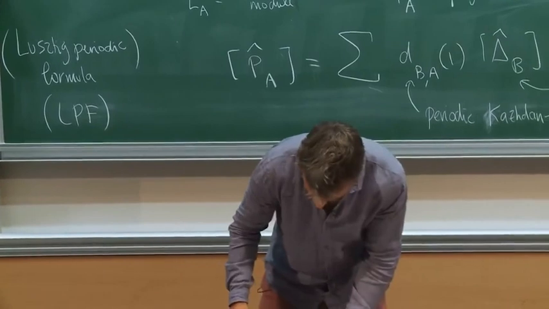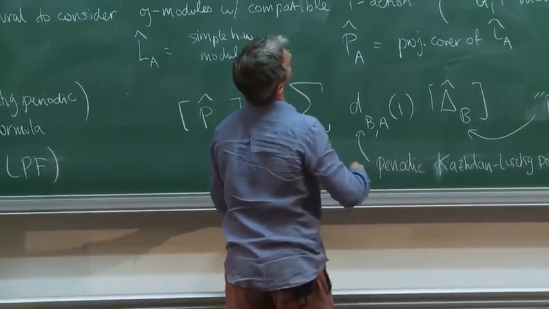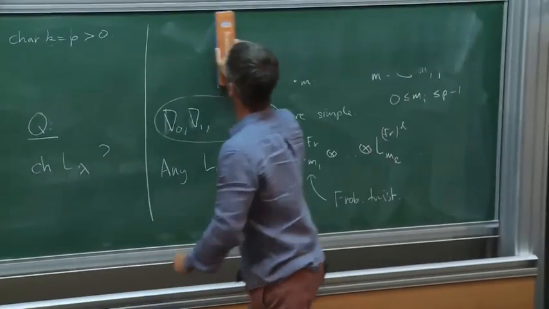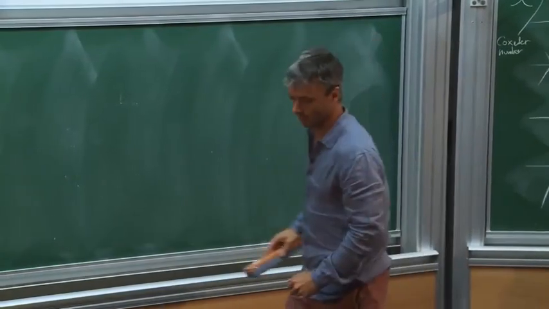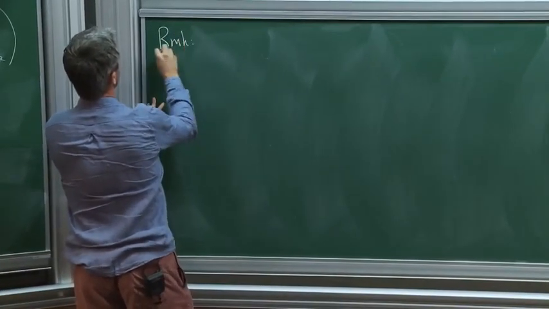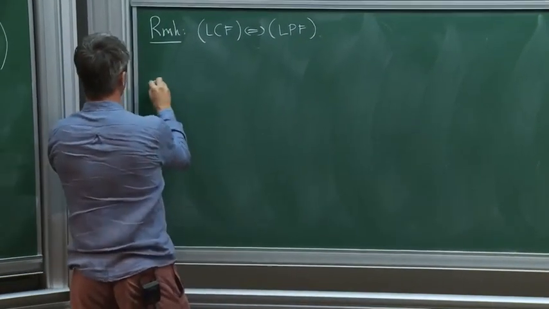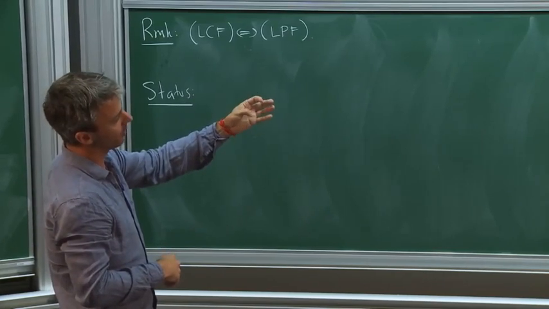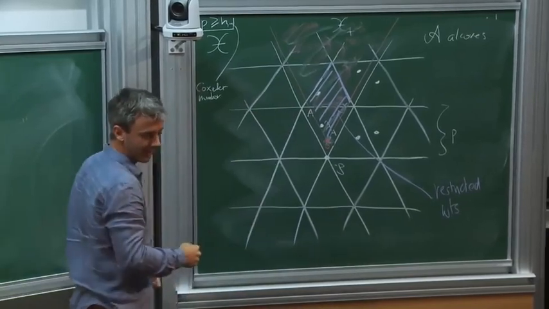Okay, so now we'll talk about the validity of these statements. So one remark is that these two are equivalent. And then the status. So one thing that should somehow motivate this is some old conjectures, basically it was Verma that I think first said that this kind of alcove picture should be behind the representation theory, and that it starts looking independent of p, in some sense.